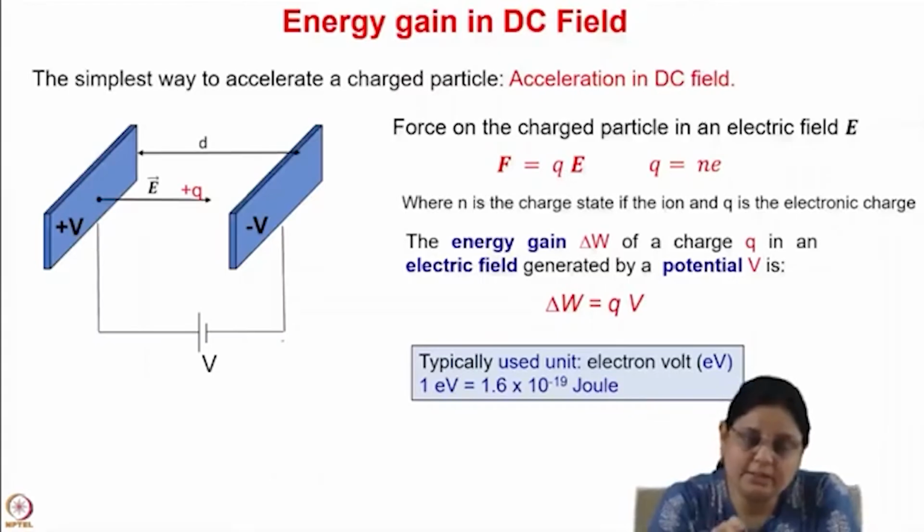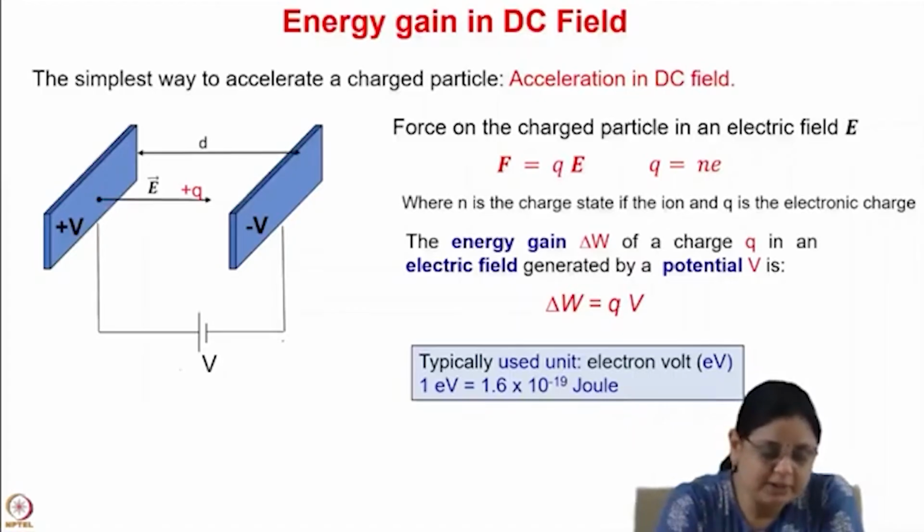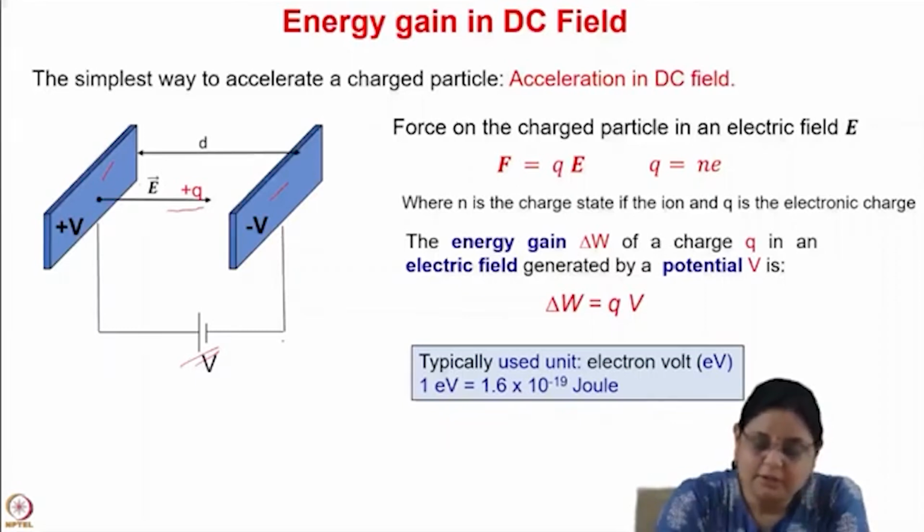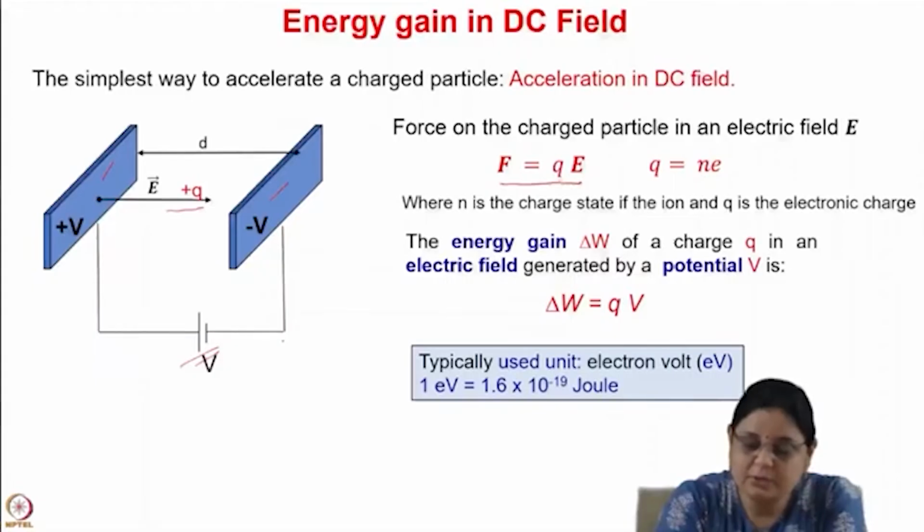Energy gain in a DC field. The simplest way to accelerate a charged particle is acceleration in a DC field. You simply generate a DC field, apply it between two plates, and then you have a charged particle. It sees this potential difference, this electric field. The force acting on the charged particle is simply force equal to Q into the electric field. Here Q denotes N into E, where N is the total charge state.